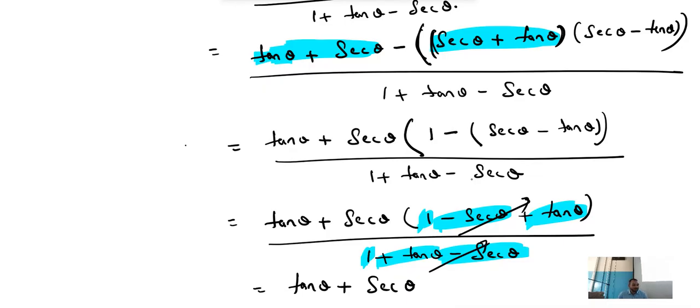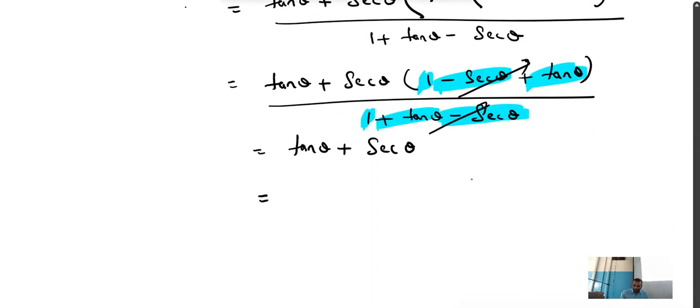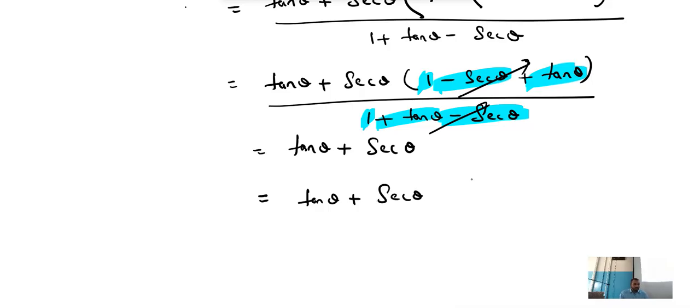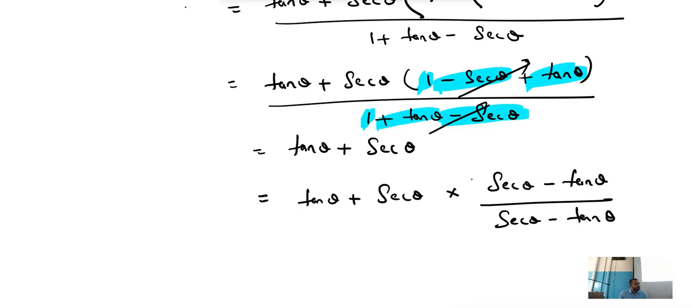But what do we have to prove? We have to prove 1 by secant theta minus tan theta. Am I right? So what can we do now? Observe here. Tan theta plus secant theta. Let me multiply and divide by secant theta minus tan theta over secant theta minus tan theta.